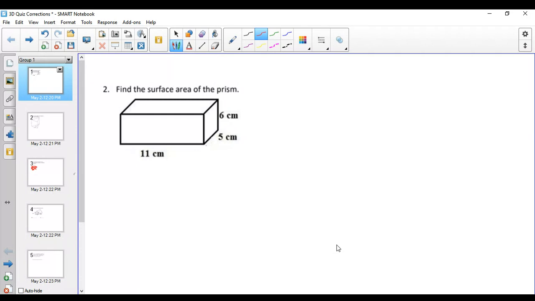So I have 6 out of the 10 that we're going to go over together. The first one that we're going to look at is number 2. So it says to find the surface area of the prism. So surface area is the area of all of the faces and then adding them together at the end. So a rectangular prism has 6 faces. So let's start with the front and the back. So I'm just going to say F and B for front and back.